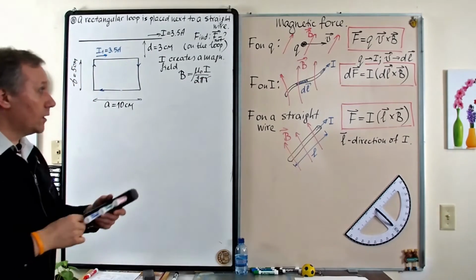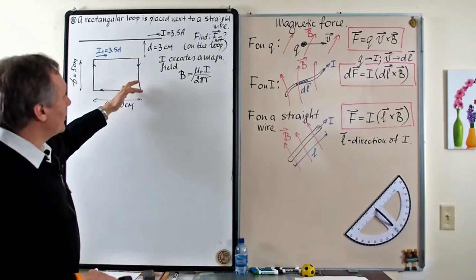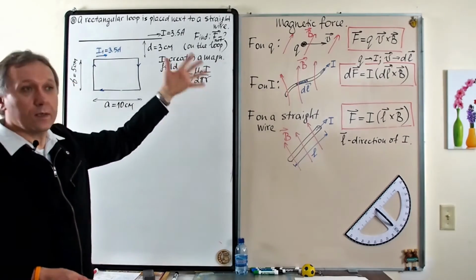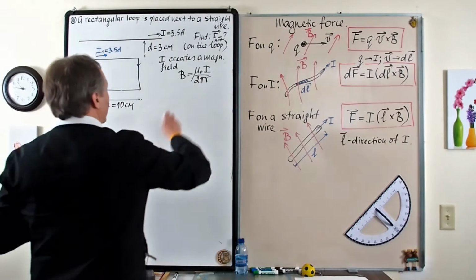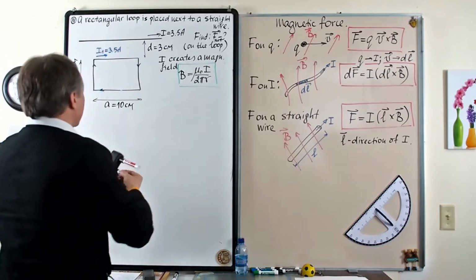R in this case will be different, right? For this part of the loop, for that part of the loop, for this part of the loop. So that's why I didn't specify. So for now, R can be anything, right? But that is the formula which we need, of course, to find the magnetic field strength created by that wire.